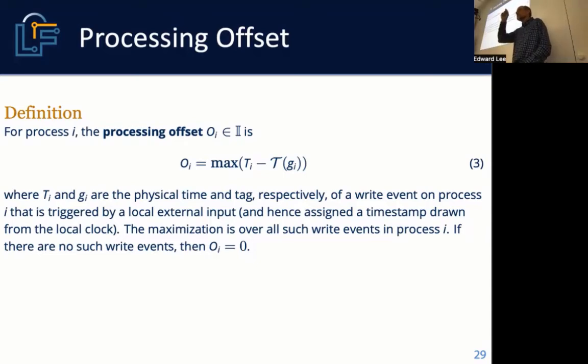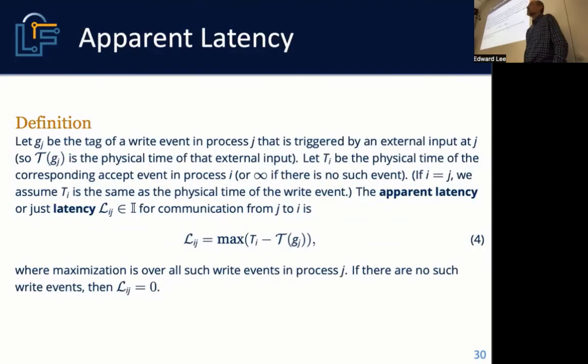Okay, but the write is when you do the update to the state variable. The read is when you read that state variable and drive an actuator. Okay. So the unavailability is about driving the actuator, whereas the processing offset is about preserving the timestamps and not doing a write before you can be allowed to correctly do that write. Okay, that's the difference. And then the last variable we have to define is apparent latency.